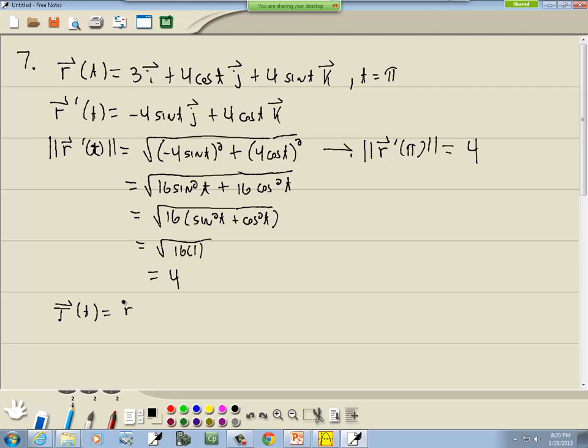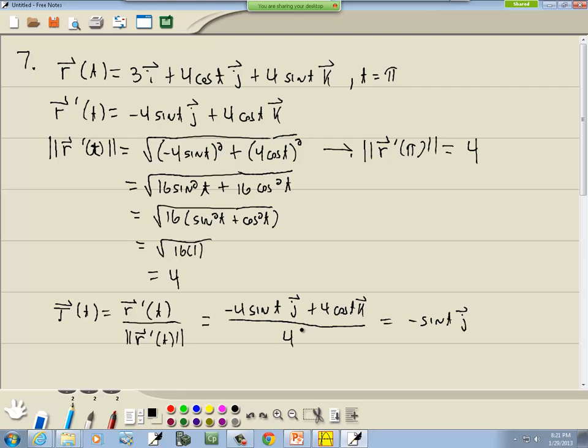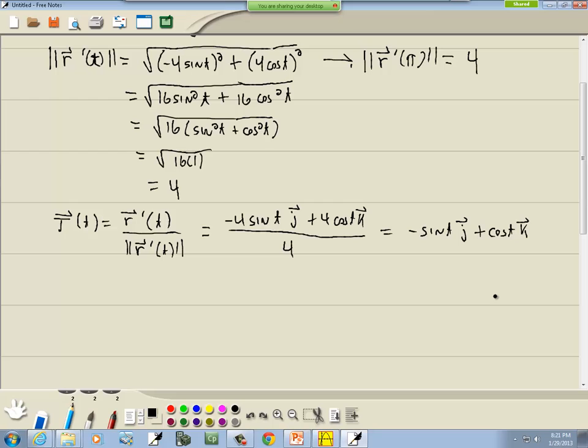So T is equal to r prime of t over the magnitude of r prime of t. Well, r prime was this, so we got negative 4 sine t j plus 4 cosine t k all over the magnitude of r prime of t, which we said was 4. So if I divide this 4 by 4, I get a negative sine t j. And this one, 4 divided by 4 is 1, so that drops away. And we got plus cosine t k. So now let's find T prime. We'll take the derivative of this right here. Derivative of sine is cosine, so this becomes negative cosine t j. And derivative of cosine is negative sine, so that's minus sine t k.